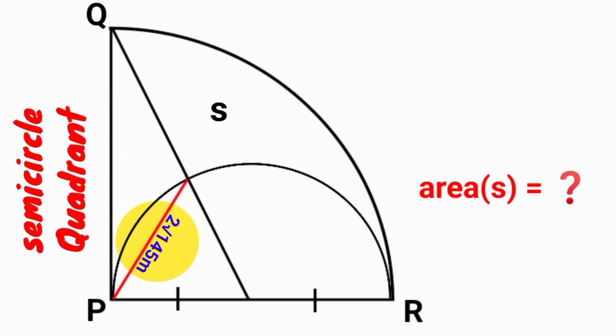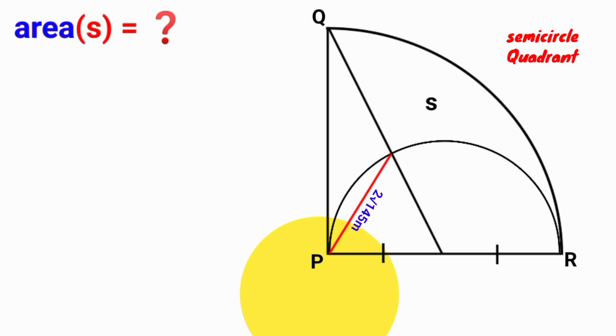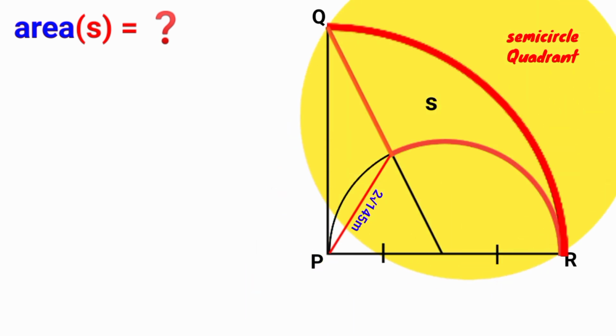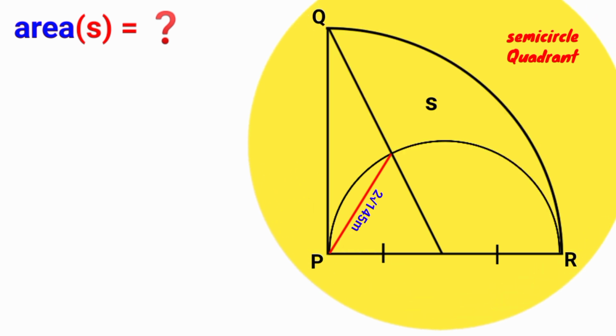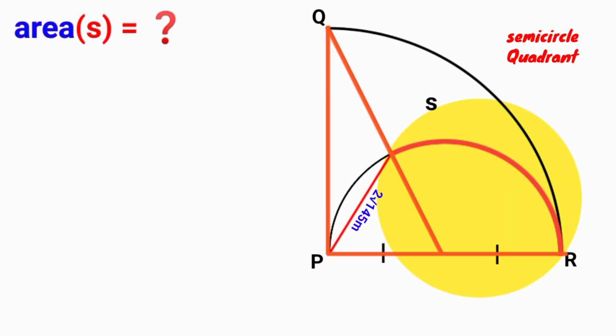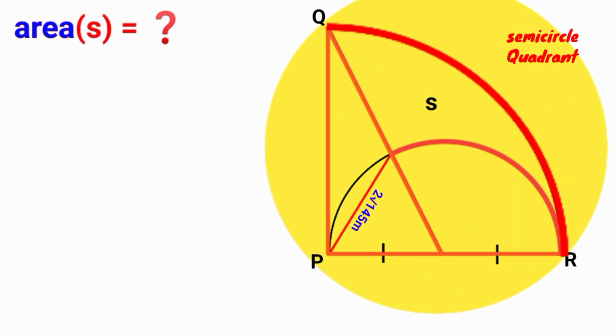We have the length of this red line to be 245 meters. We can see this line segment and this are congruent. So how can we solve this? How can we calculate the area of this portion S? From what we have here, if we subtract the area of this triangle and this from the area of the quadrant, we'll be left with the area of S.